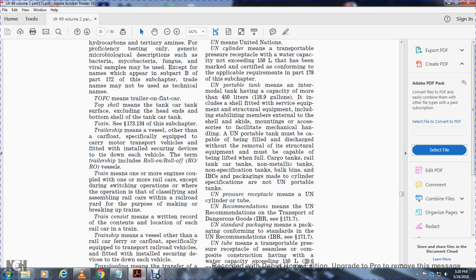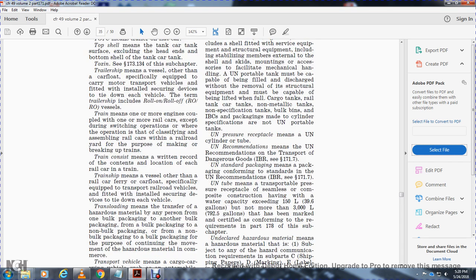Train consist means the written record of the contents and location of each rail car within the train. Transportation means a vessel other than a rail car ferry or car float specifically equipped with transportation railroad vehicles fitted with installed securing devices for the tie down of each of the vehicles. Transloading means the transfer of hazardous material by any person from one bulk packaging to another bulk packaging, from bulk packaging to non-bulk packaging, and from non-bulk packaging to bulk packaging for the purpose of continuing the movement of the hazardous material in commerce.